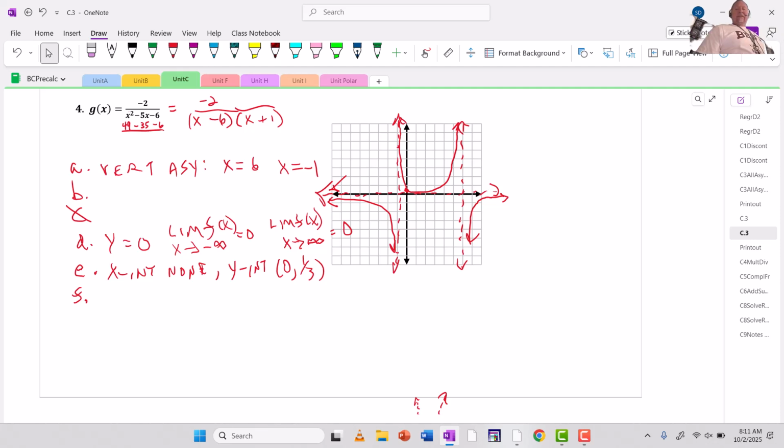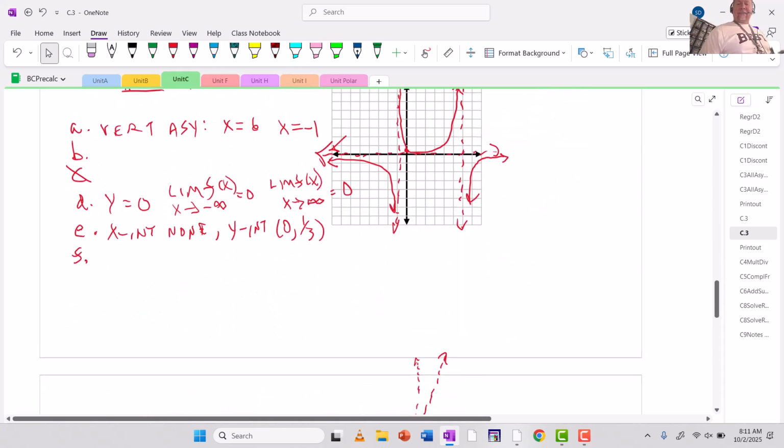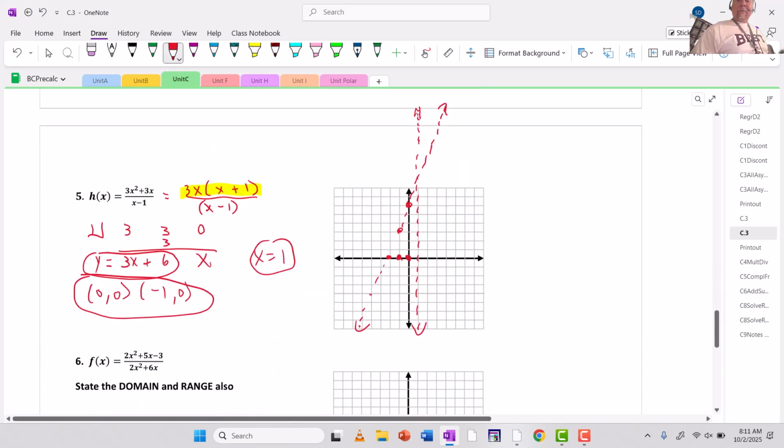Alrighty. Last thing. All right, what was I looking at here? Okay, the last graph.